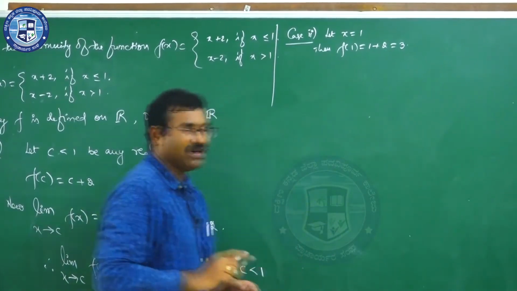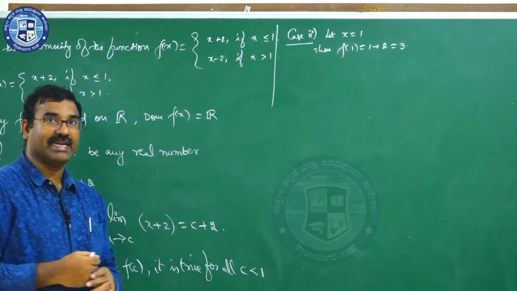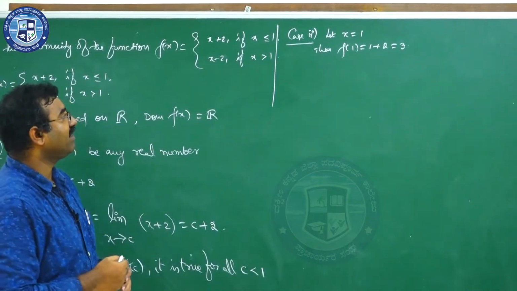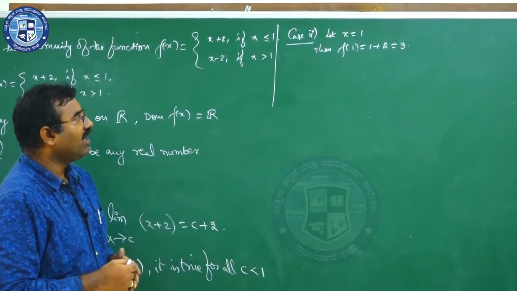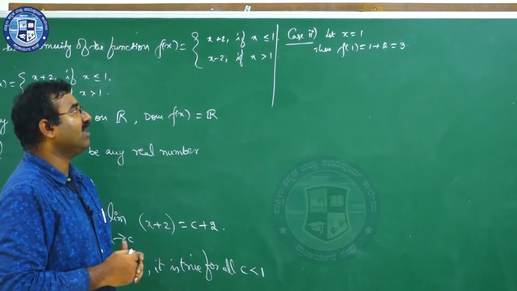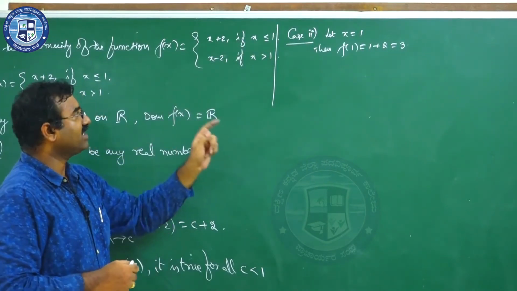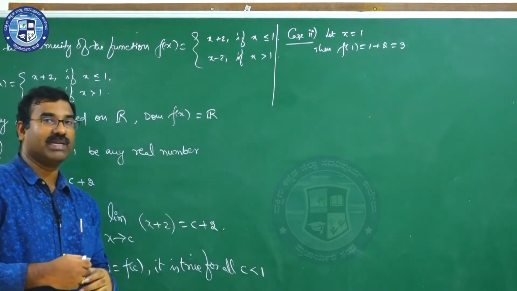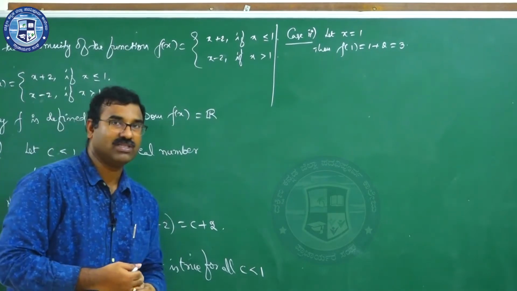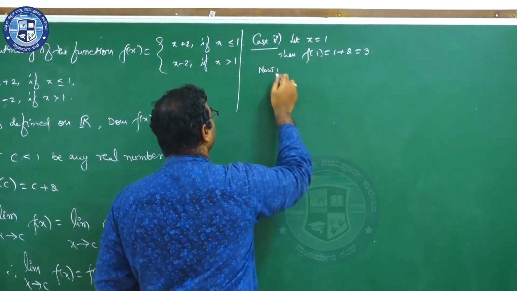Now whether we require to work out the left hand limit and right hand limit? Yes, because the function is splitting at 1. That means when x is approaching 1 from the left side, the function is x plus 2. When x is coming close to 1 from the right side, the function is x minus 2. So that's why we need to work out the left hand limit as well as the right hand limit. So now we'll work it out.